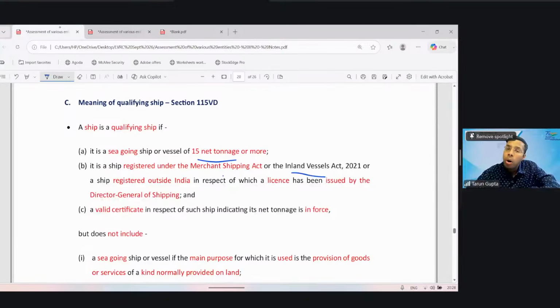And very important, it must have a valid certificate which indicates the net tonnage. Why? Because on the basis of net tonnage, I will have to compute my income. I am not concerned about the actual freight received by the shipping company. I am only concerned about the net tonnage of the ship. This will give my presumptive income.